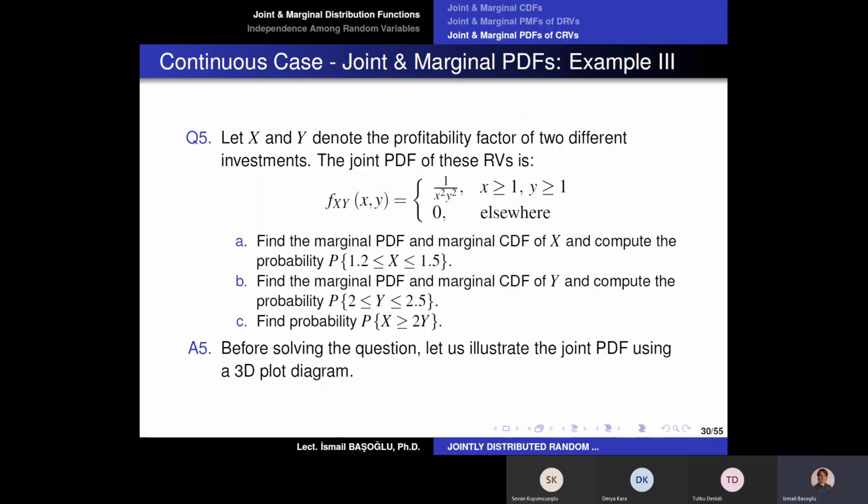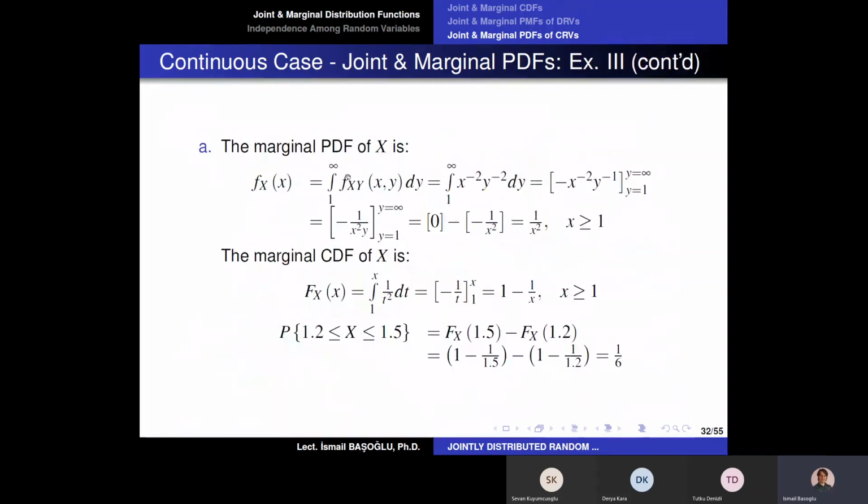We are going to determine the marginal PDF and marginal CDF of X, then we are going to calculate that probability. So the marginal PDF of X is going to be computed by integrating the joint PDF over y from 1 to infinity, because random variable Y is taking values from 1 to infinity. And that is the integral of the joint PDF. Now I am rewriting my joint PDF in that representation, x to the power minus 2 and y to the power minus 2, so I can integrate it easily by using the integral of a polynomial.